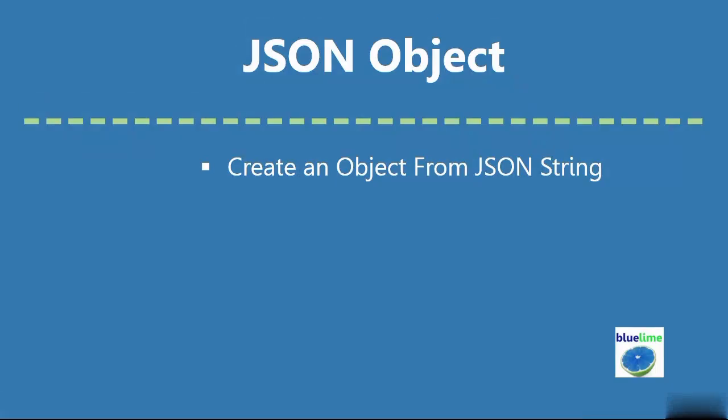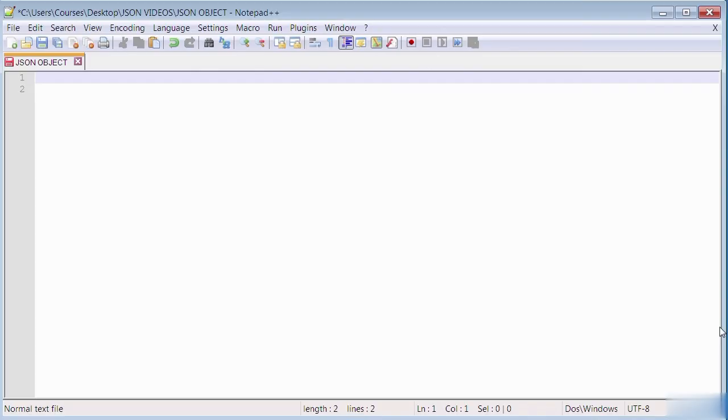Hello and welcome. In this lecture, we will be creating an object from a JSON string. A string is also referred to as text. I have got my text editor opened, Notepad++. So I'm going to use this to create a JSON string and create an object from a JSON string. To begin, we type in the HTML doctype.